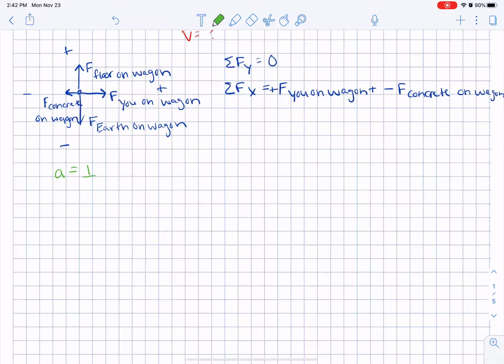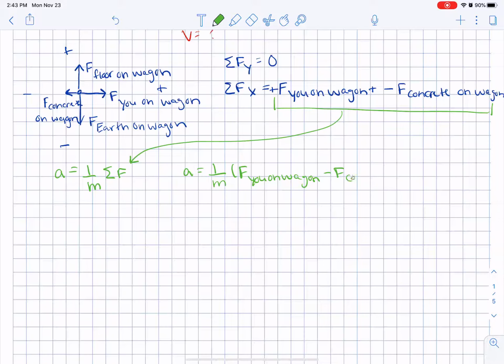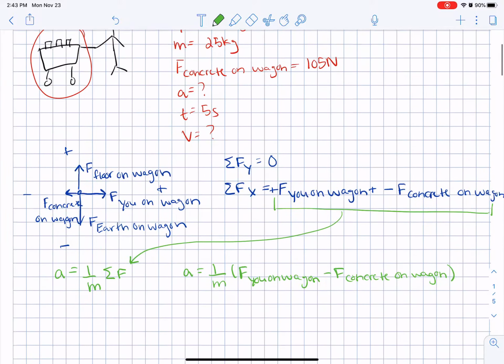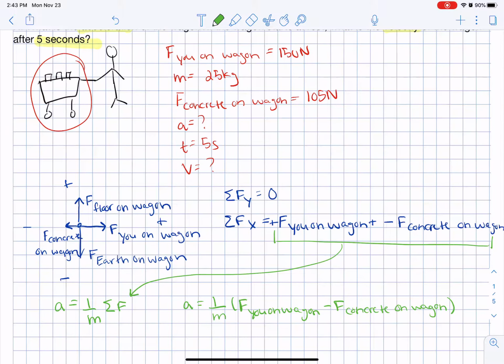So I have acceleration is 1 over the mass times the sum of the forces. We're going to take all of this and put it in for sum of the forces. So I'm going to replace it and have acceleration is 1 over the mass times force you on wagon minus force concrete on wagon. And now we have everything we need in order to solve for acceleration. We'll just need to plug in the numbers and do some math. I'm going to pause here for a second for you to do this math and take a guess about what it's going to be. All right, now let's go through it together.